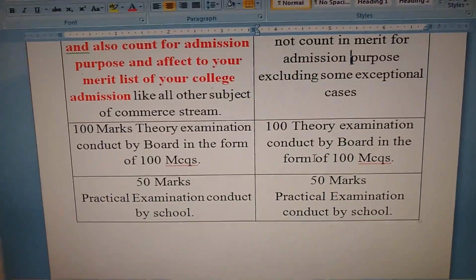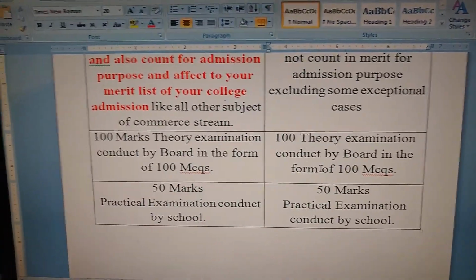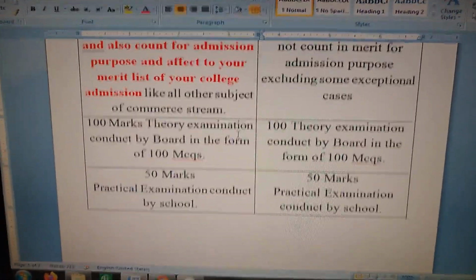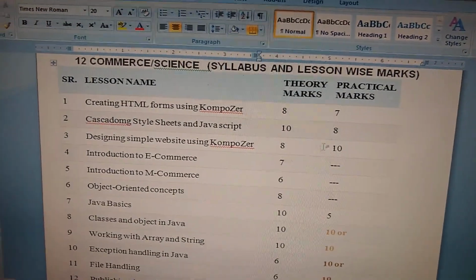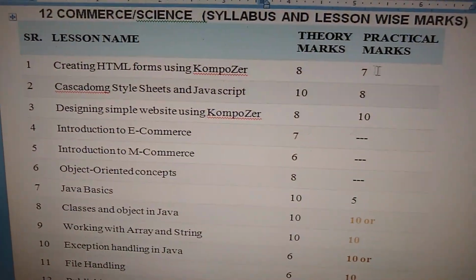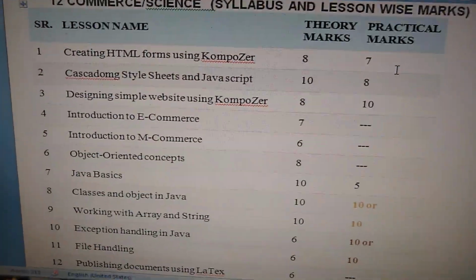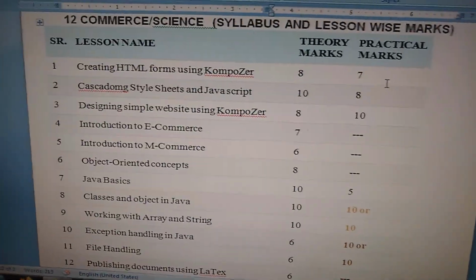Fine. Now we will move on to the paper pattern and other things. So kindly observe the screen. This is the weightage and paper pattern and all those. As you are able to see, we have theory marks and practical marks available. This file I will separately upload in the WhatsApp group, so you can keep it with you.